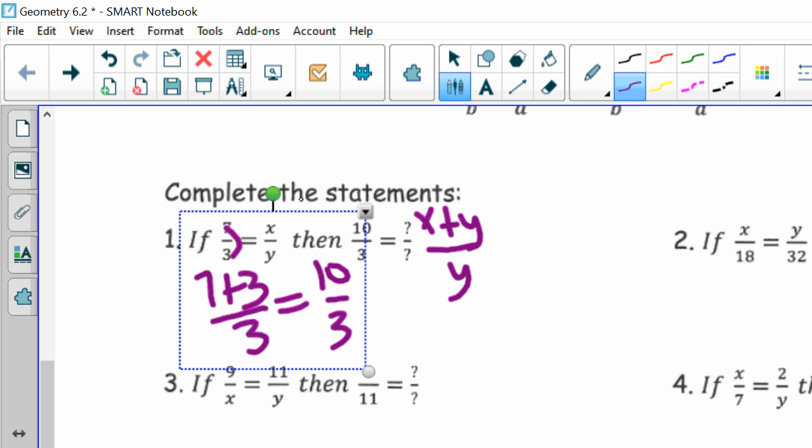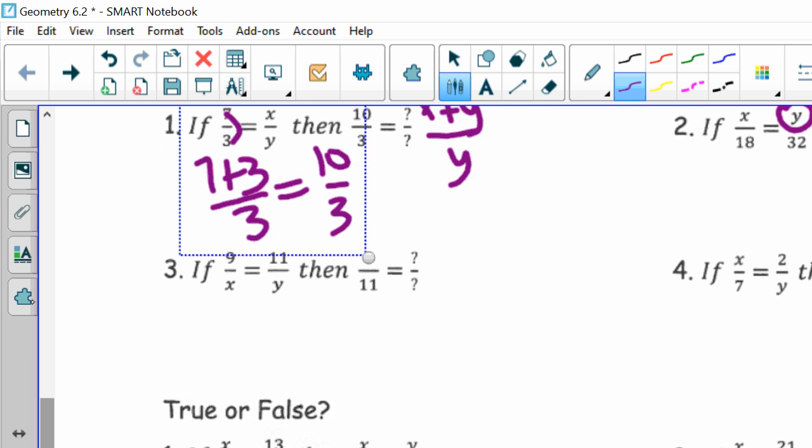Number 2, if x over 18 equals y over 32, then x over y equals what? I started out with an x and y in the original one. So what did they do here? y is one of the means, and one of my properties says that I can interchange the means. So if I interchange the means, then that y comes below the x, which is what they gave me. The 18 would go up to the top, and the 32 would stay the same. So that would equal 18 over 32.